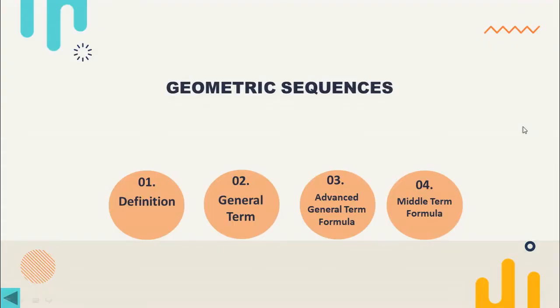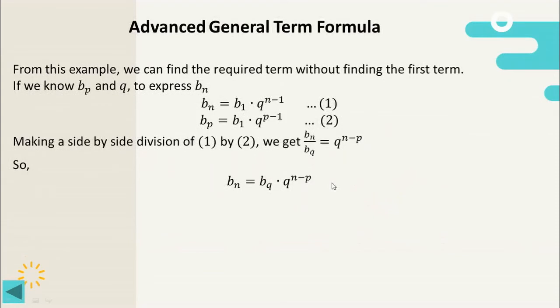Okay, now we will continue to the advanced general term formula of a geometric sequence. From the previous example, we can find the required term without finding the first term if we know the p-th term and the ratio, to express Bn. We know that the general term Bn is equal to the first term times k power n minus 1. But I want to change the n to be p. It's just a symbol, everyone. Just a symbol.